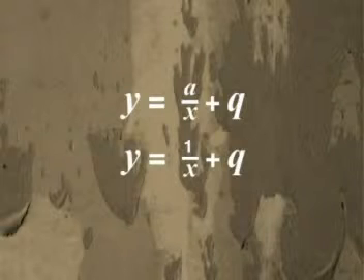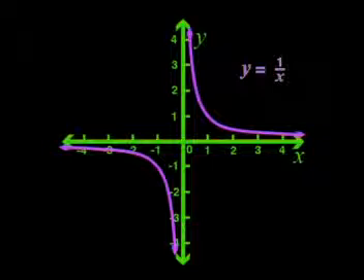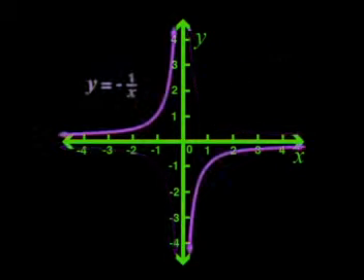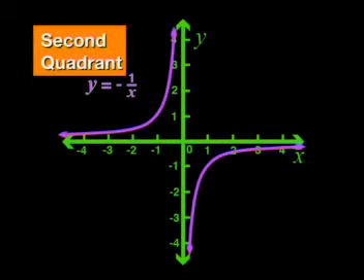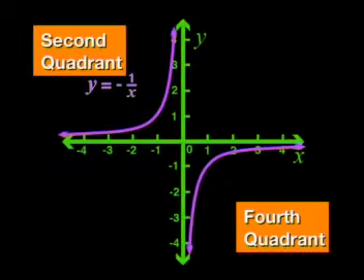To make things simple, let's keep the value of A at 1 while we change the value of Q. This will make it easier to study the effect of changing Q on the parent function y equals 1 over x. Then, to get the full picture, we will also look at the effect of Q on the graph of y equals negative 1 over x in the second and fourth quadrants.